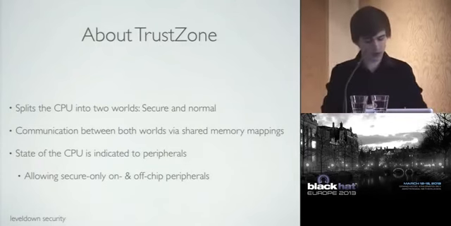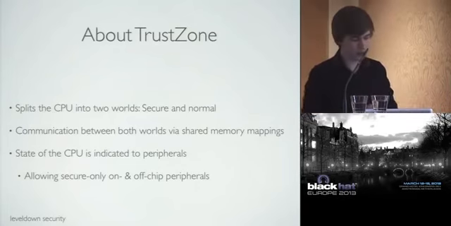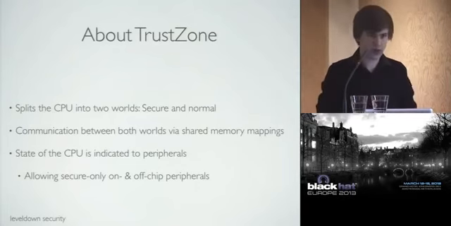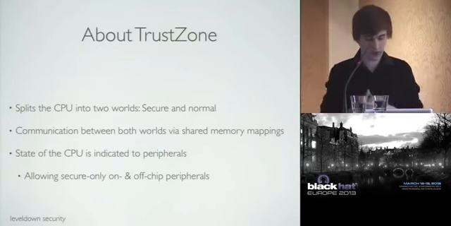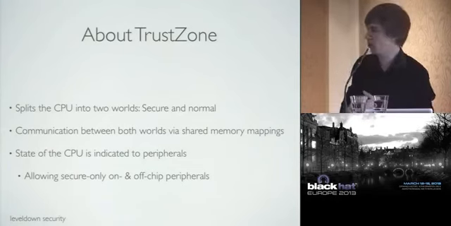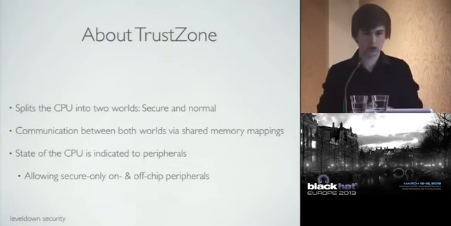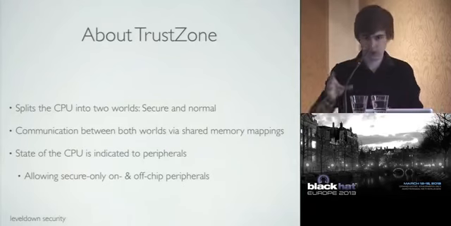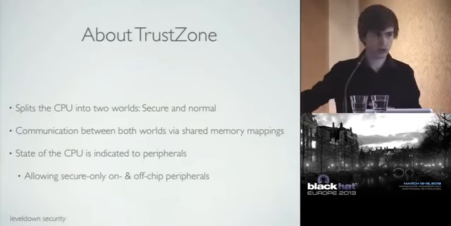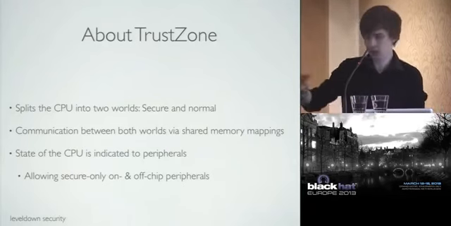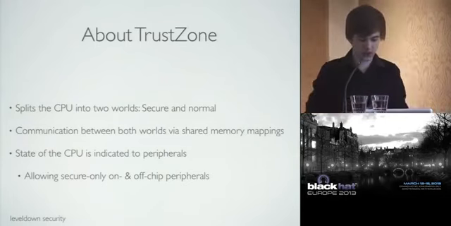Another very cool thing is that the state of the CPU, so whether it's in secure world or normal world, is indicated to all peripherals. This allows you to have either on-chip peripherals and off-chip peripherals, which are only available to the secure world. So, for instance, you can have a small storage for secret keys, which only the secure world can access.